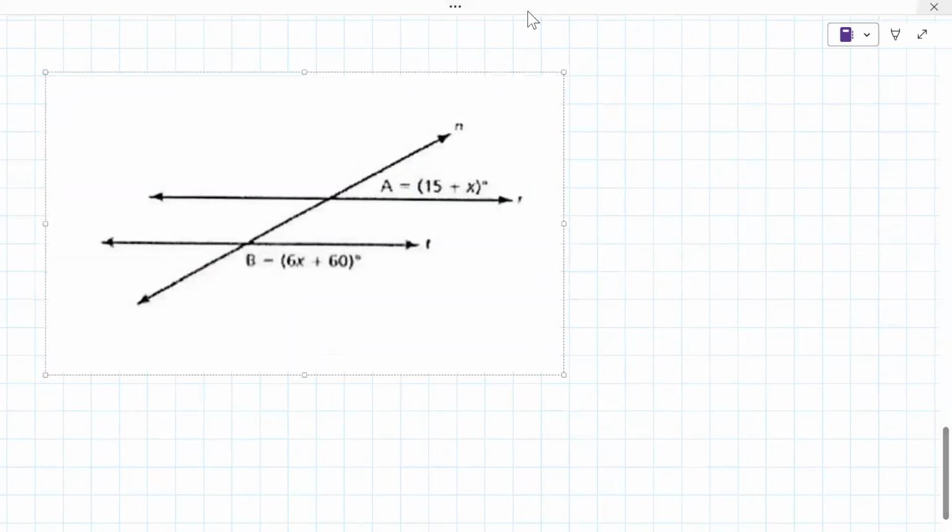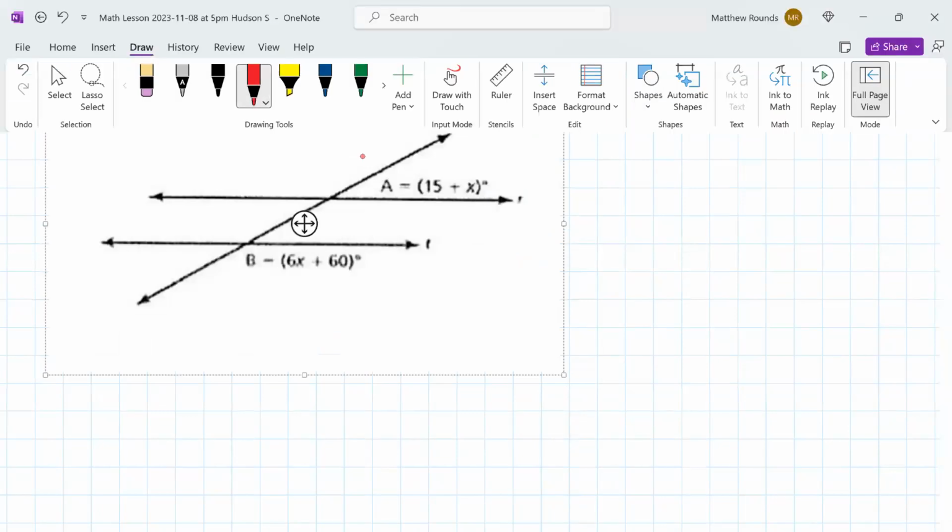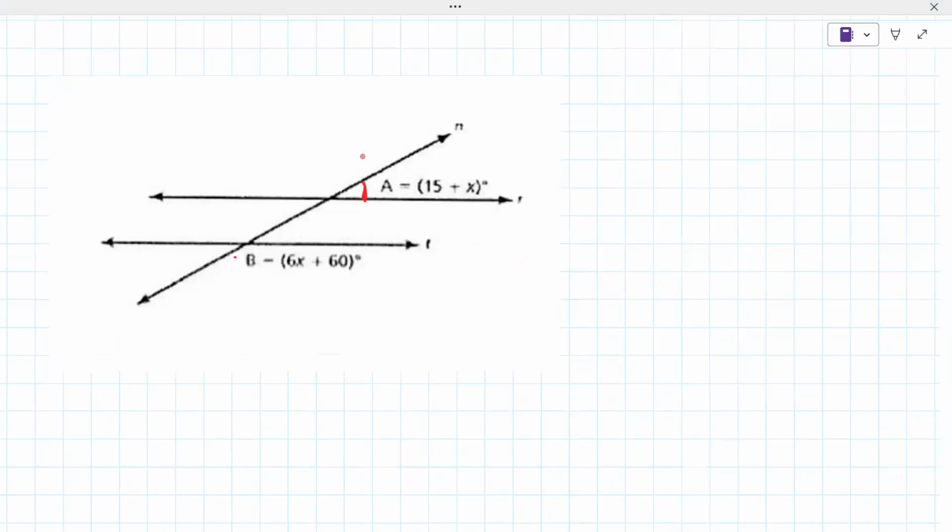This is referring to this angle up here and this angle down here. Do you remember the names of those angles? Did you say they're like consecutive something? They are on the same side, but they're in the exterior. They don't really have a name.